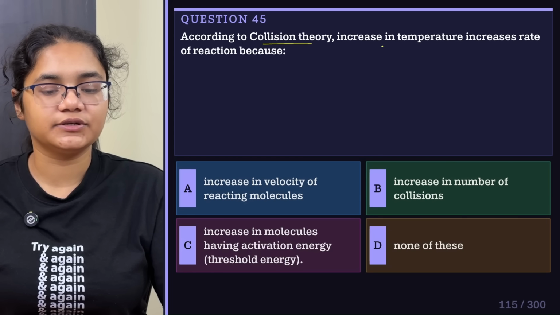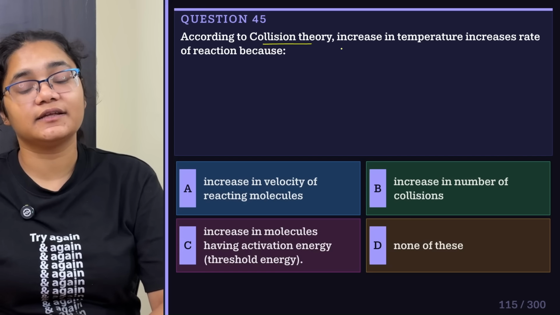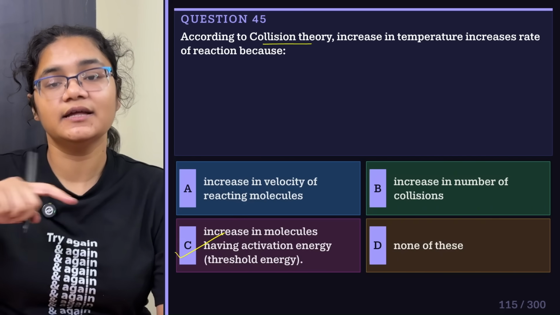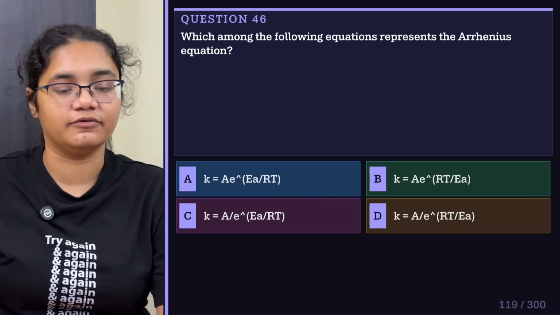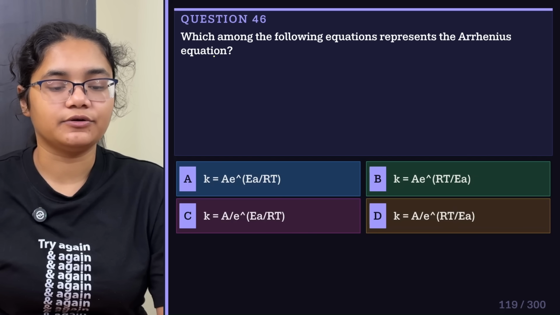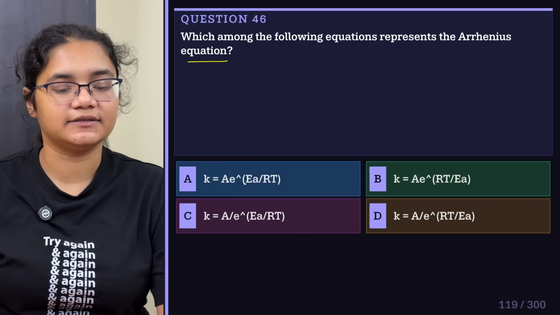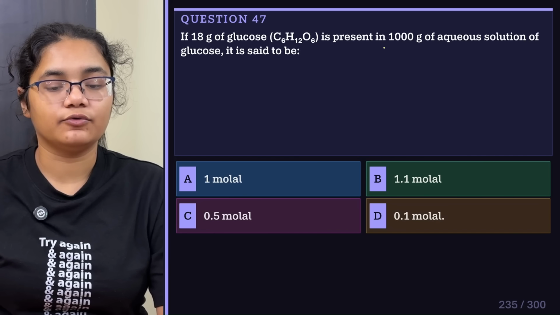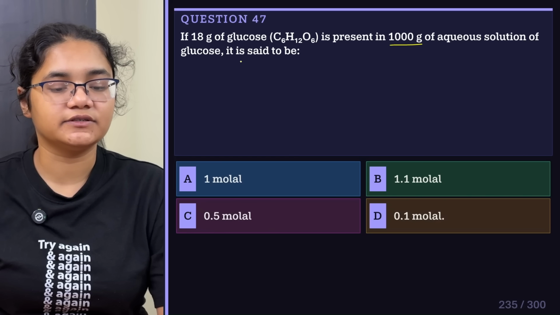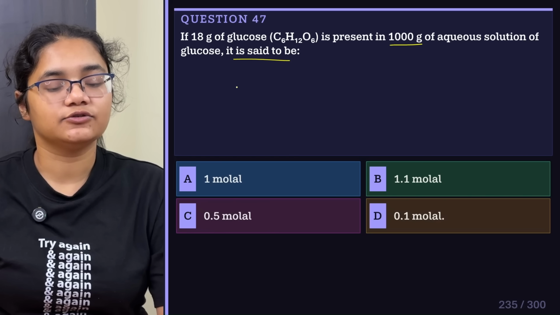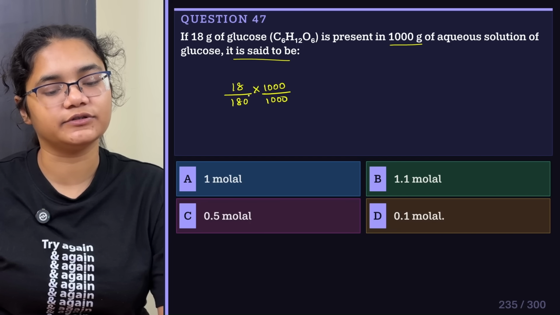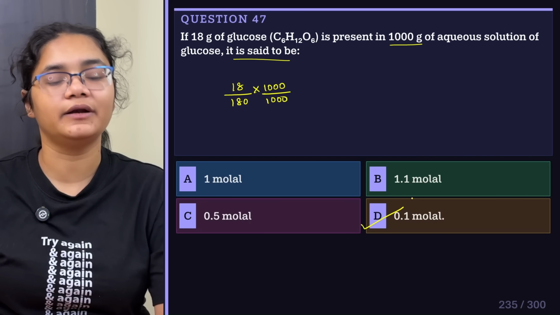Next, according to collision theory, increase in temperature increases the rate of the reaction because the molecules have more energy than the threshold energy. This is also explained in your Boltzmann curve graph. Which among the following equations represents the Arrhenius equation? It is K equal to A e to the power of minus Ea by RT. Next, 18 gram of glucose is present in 1000 gram of the aqueous solution of glucose. So 18 gram by 180 into 1000 by 1000, right? So this is 0.1 molar, option number D here.